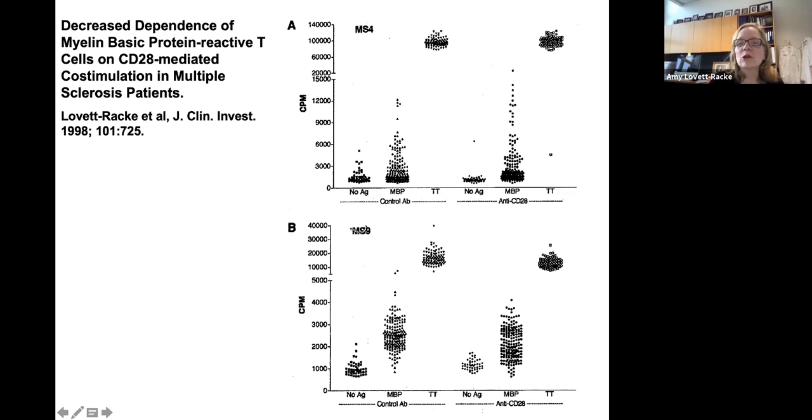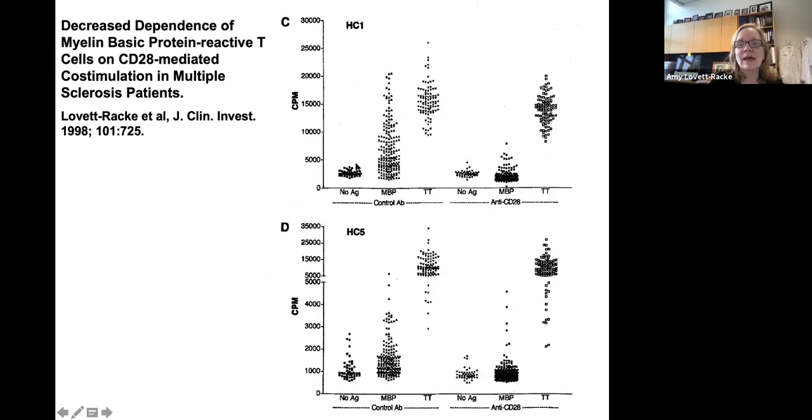And this was when we blocked that CD28 molecule, and this is in an MS patient. And what you see is that you see this response to MBP, and even when we block that co-stimulation molecule, we see that response, okay? Suggesting that that is now a memory or an effector response. And tetanus, robust both places. And this is just another MS patient that shows the same thing.